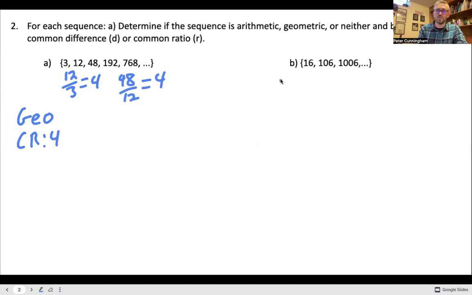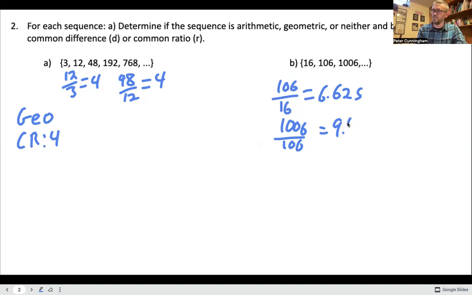Right here, if you did 106 divided by 16, you get 6.625. And then if you do 1006 divided by 106, you get 9.49. These are not the same. Therefore, it is neither. I should say that means it's not geometric.